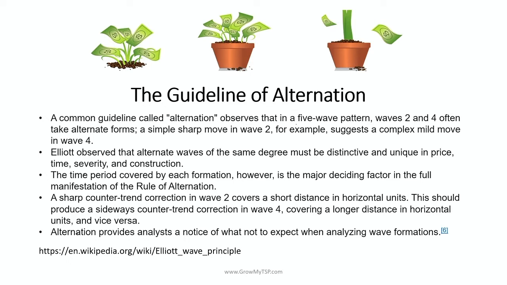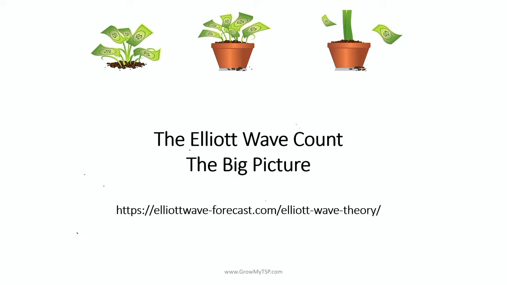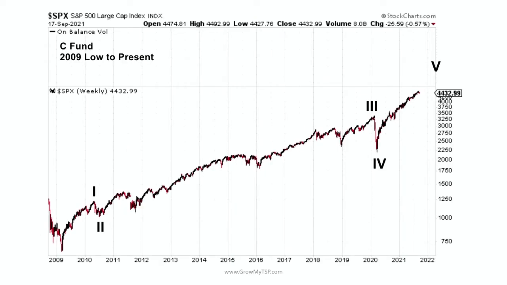The link down there is to a section of a Wikipedia article that talks about that specifically. It's pretty good. But let me just go to a quick chart so that you can see what I mean. We're going to come back to this in a second, but here's the idea of alternation.